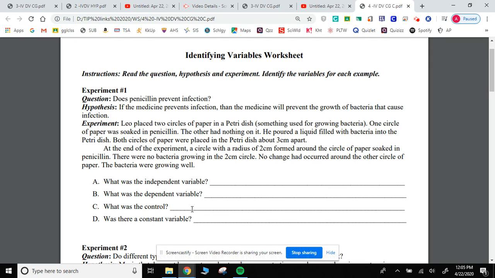Constants for this, and again, there should be several. The same liquid is used, the same distance, 3 centimeters apart, would also be constant between these.